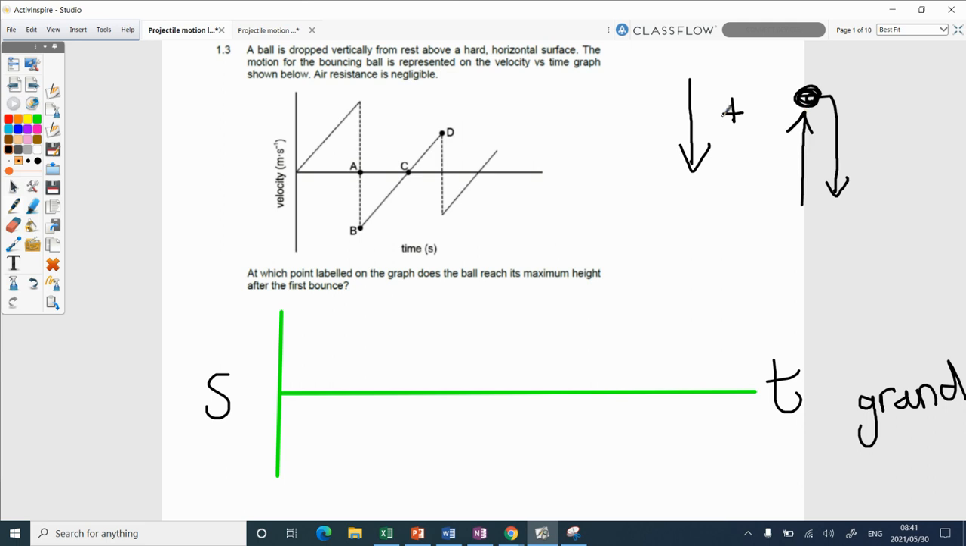Positive, because positive is down. But did it start down from the ground or up from the ground? Delta X is the tricky one, guys. It's negative because it's starting up from the ground. Here's the ground. If the ground is 0 and you decided down was positive, it's starting up from the ground, so that means it's starting negative again.